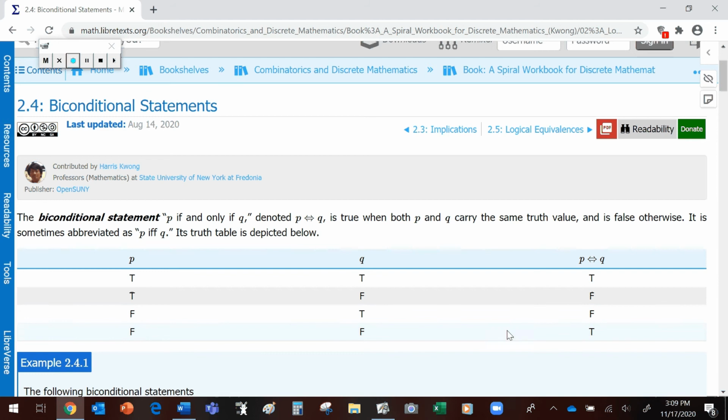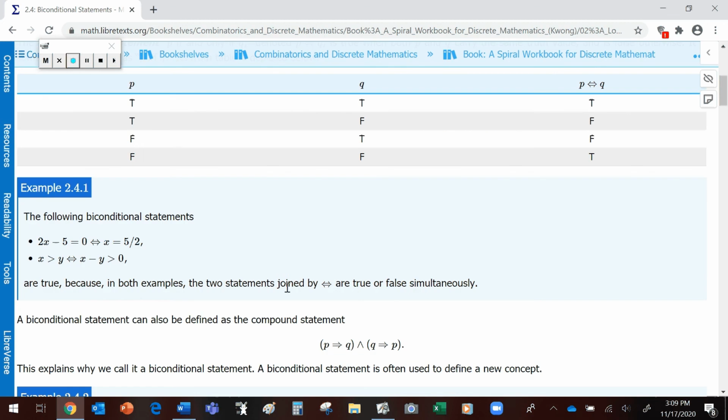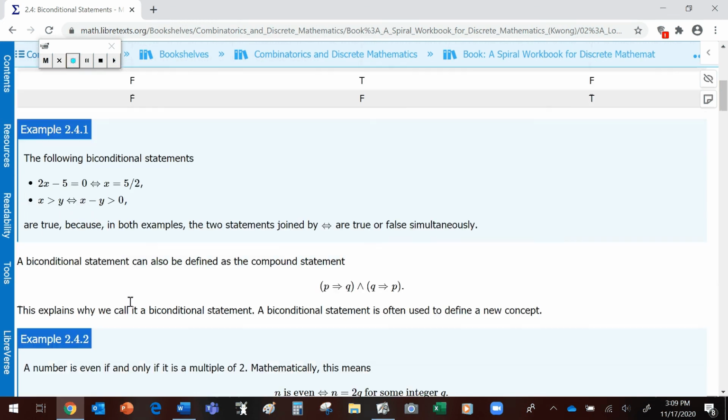So the only way a biconditional can be true is if they have the same truth value, either both false or both true. And the reason for that, guys, is a biconditional statement works in two directions. It's both if P then Q, and if Q then P. So it's the original conditional statement as well as the converse paired together. So both statements have to be true.